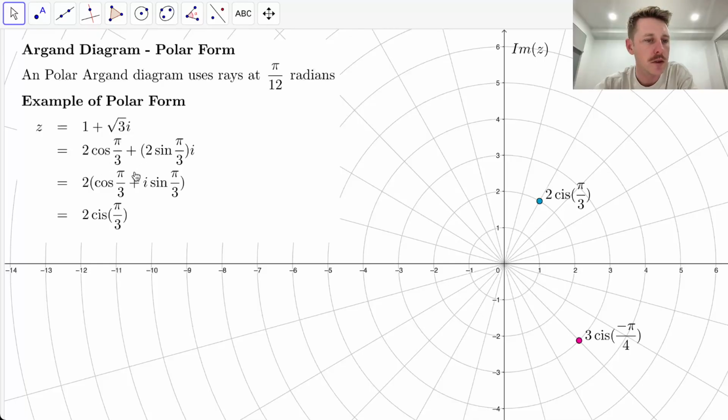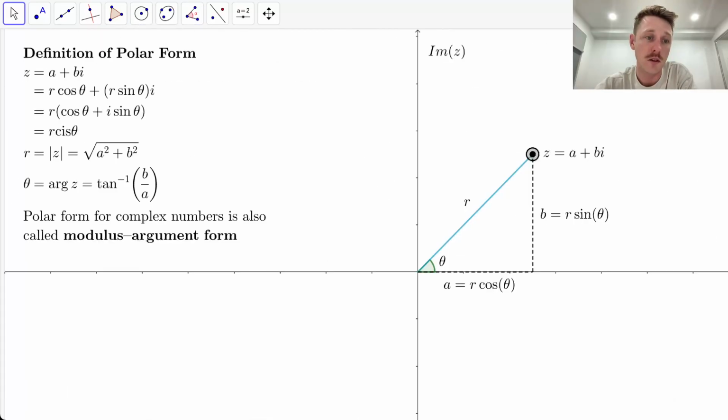Sorry, I should have put more explanation here in terms of how we get from here to here. But this 2, remember, is the radius. So we can see that this 2 has not come out of nowhere. It's the square root of 3 squared, which is 3, plus 1 squared, which is 1. So it's the square root of 4, which is 2. So this 2 and this 2, for that matter, have come from over here, right? From taking the modulus of z, the length of that blue line from the origin to the complex number.